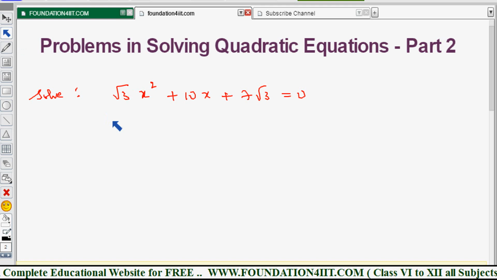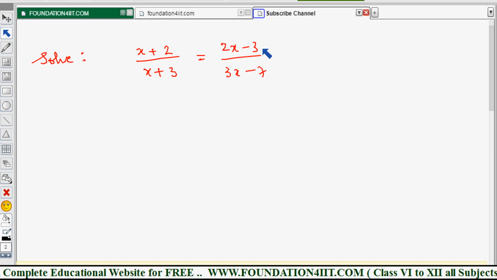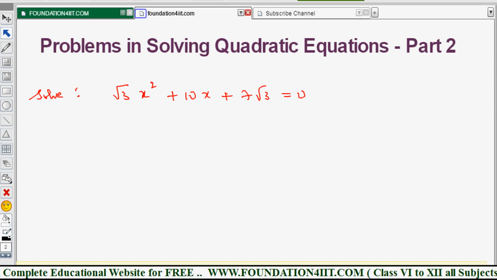Now let us solve these types of problems, when you have the square roots. So if you observe this question, root 3 x square plus 10x plus 7 root 3 is equal to 0. And one more question, this is not in general form. We'll convert it into general form and solve it. Let me show these sums now.